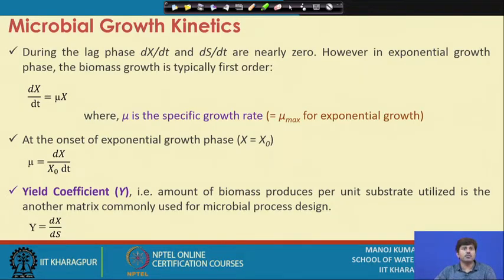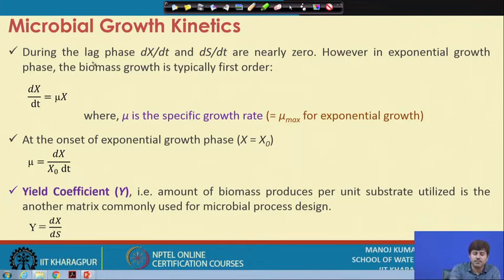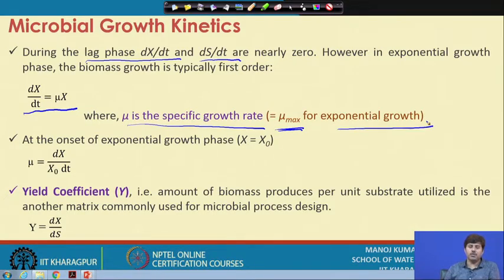Now, if you see the kinetics of biomass growth, during the lag phase the rate of change of the biomass and the rate of change of the substrate are nearly 0, because in lag phase it is just acclimatizing. So, dx by dt and ds by dt are nearly 0. However, in exponential growth phase the biomass growth is typically first order, because that is what the exponential system is. So, dx by dt is mu x, where mu is the specific growth rate, which is nearly equal to mu max for exponential growth. So, during exponential growth, mu is equal to mu max, that means the rate at which it grows is the maximum, and that is how the growth takes place here.